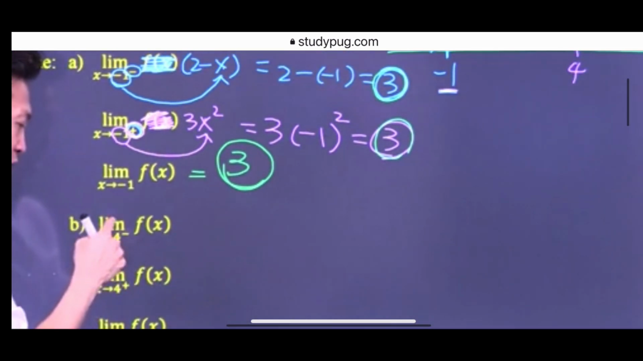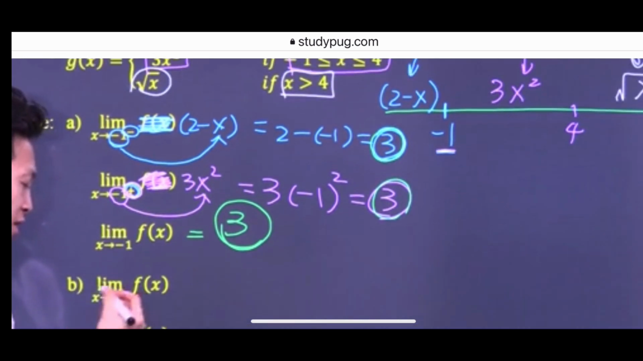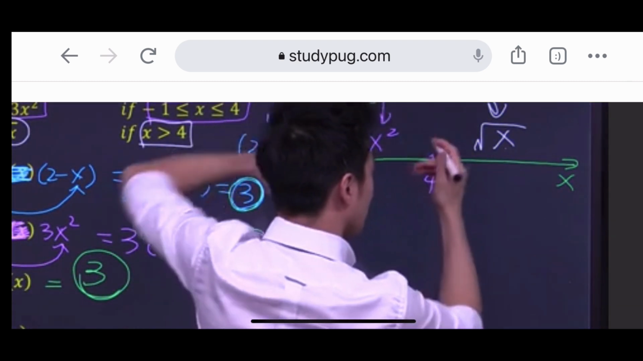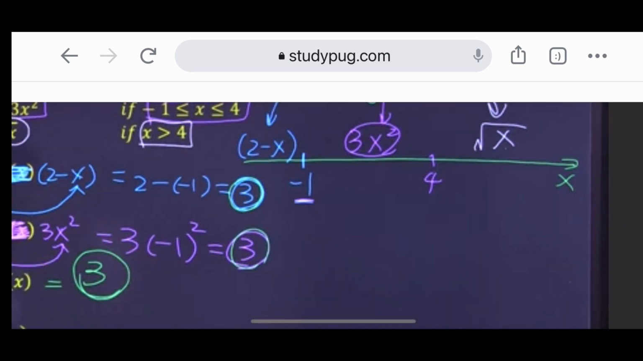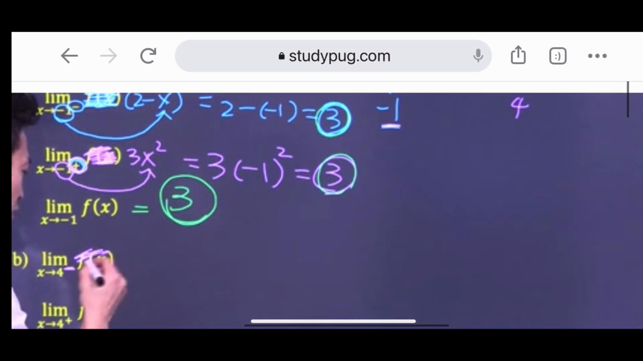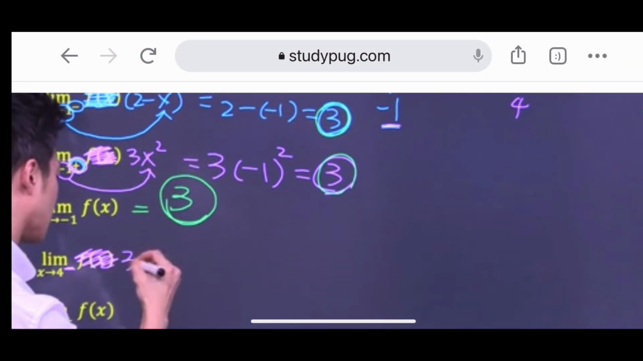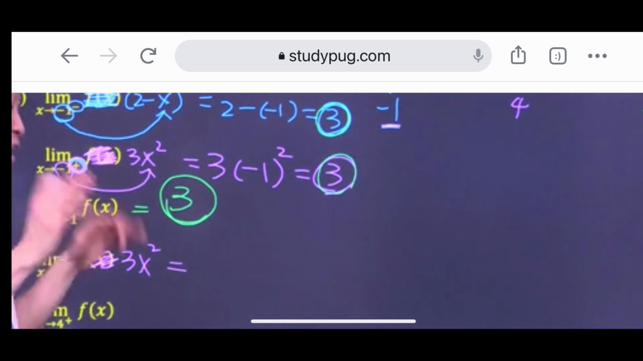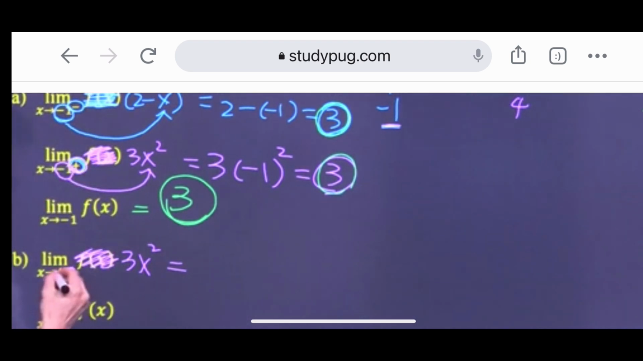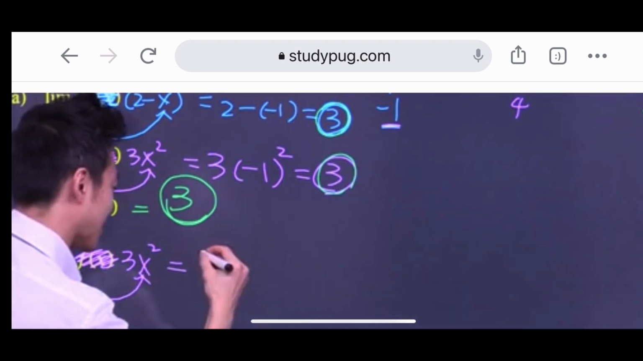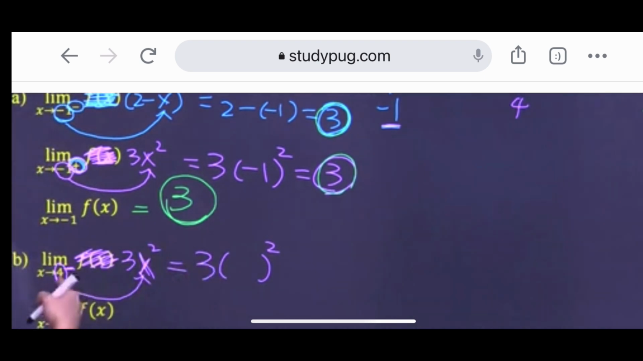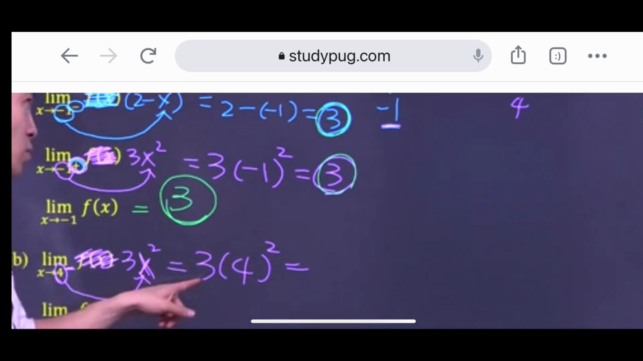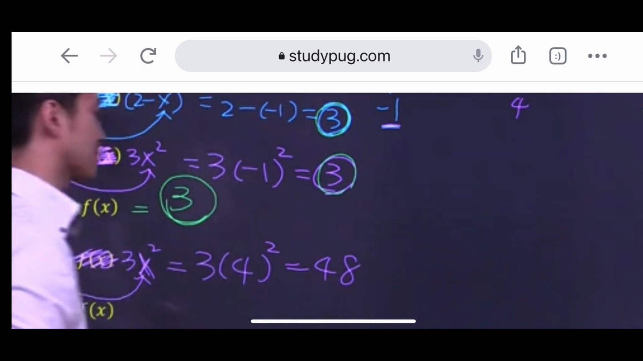Here we want to evaluate the limit of the function as x approaches 4 from the left. Approaching 4 from the left, the function is defined as 3x squared. Now to evaluate this limit, let's apply direct substitution. Directly substitute the x value 4 into the function. So x right here is just 4. 4 squared is equal to 16, times 3, we have 48.